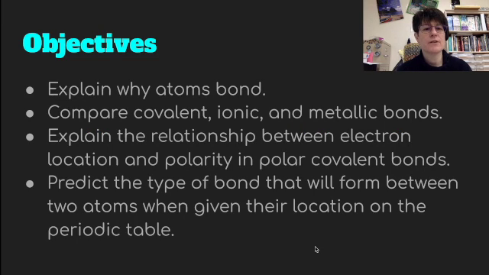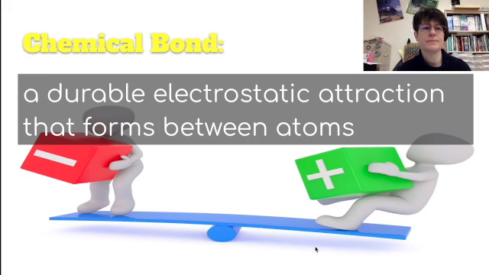So our objectives today are to explain why atoms bond, compare covalent, ionic, and metallic bonds, explain the relationship between electron location and polarity in polar covalent bonds, and predict the type of bond that will form between two atoms when given their location on the periodic table.